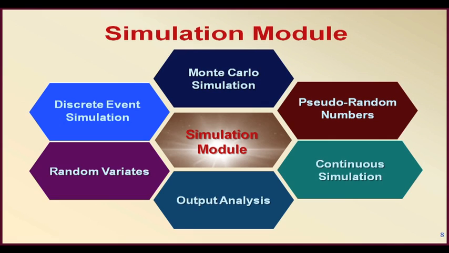The other side of the picture is the continuous simulation. What happens in continuous simulation? We do not need random numbers because events do not occur. We try to simulate through a set of differential equations, and all of these simulations are extremely popular. Very important software are available, and we are able to simulate different kinds of situations to really obtain meaningful results, right.